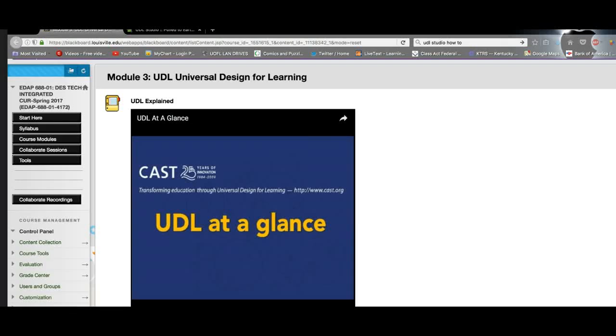In Module 3, we look at a different way of looking at technology in curriculum. This is called Universal Design for Learning, otherwise known as UDL. UDL, though, shares a great many ideas with Understanding by Design. It is traditionally, though, associated with technology use.